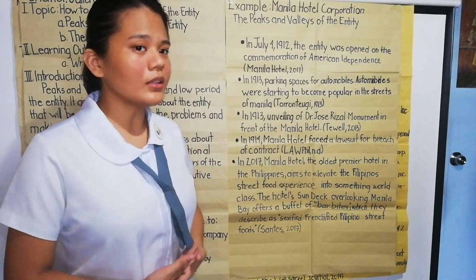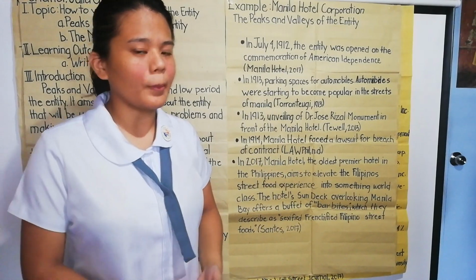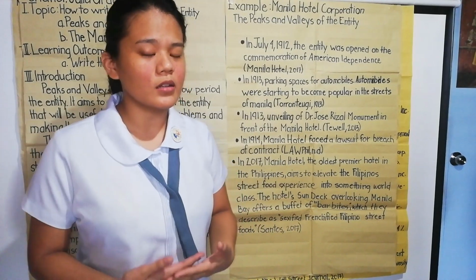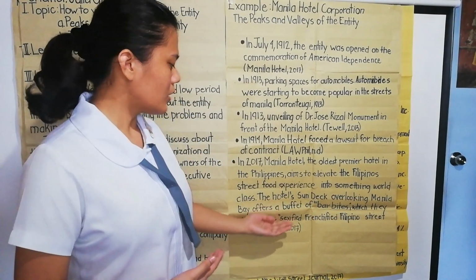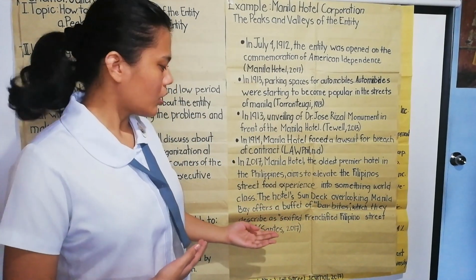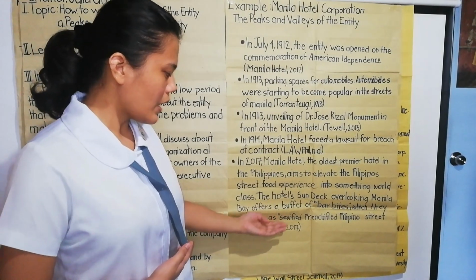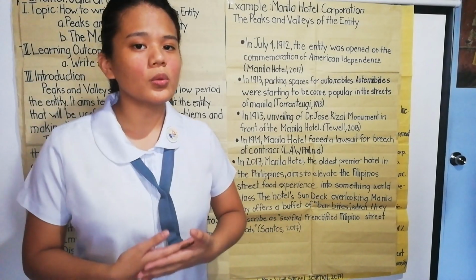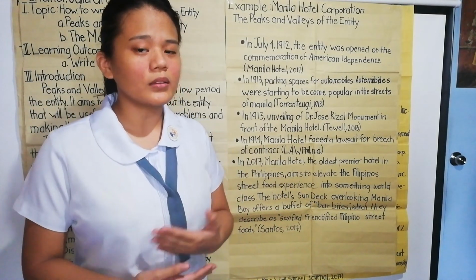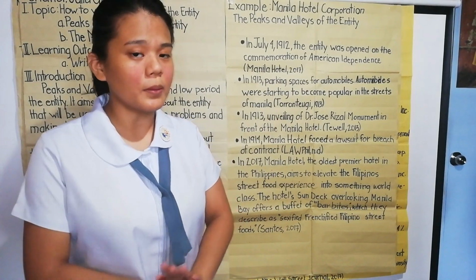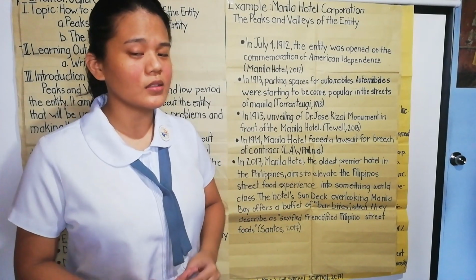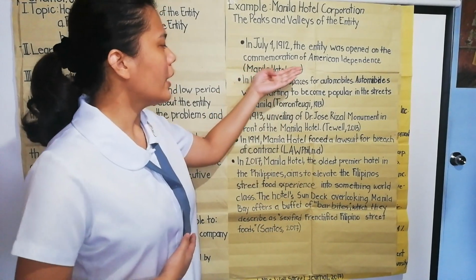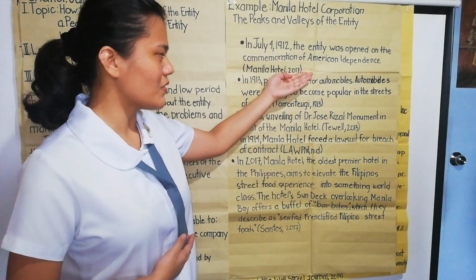Writing an in-text citation in APA format is like this. If you know the author and the date that it is published, you should write the author's surname or last name, like this, Santos, and the year that it is published, 2017. If you don't know the author, but know the date that it is published, you should cite the source, title, or the article, like this, Manila Hotel, and the year that it is published, 2017.